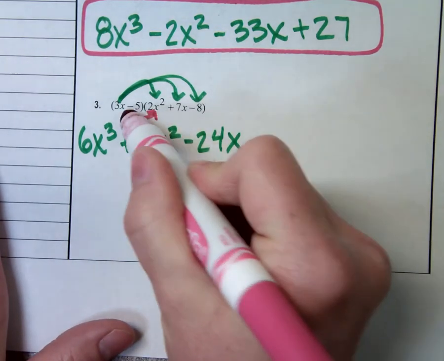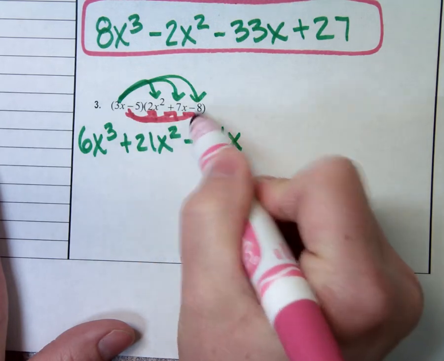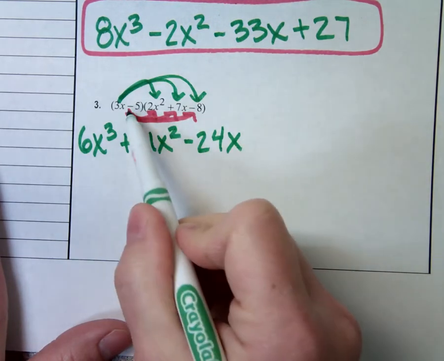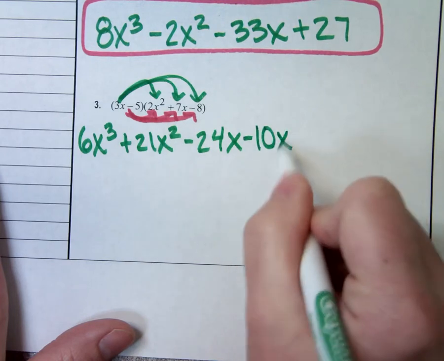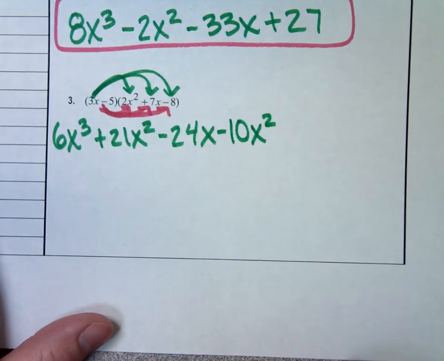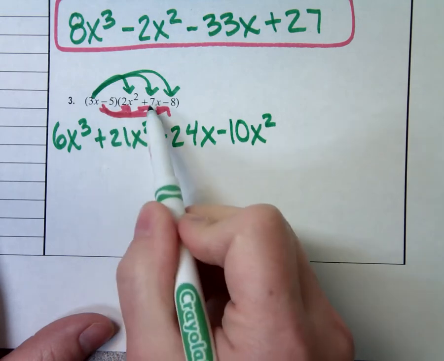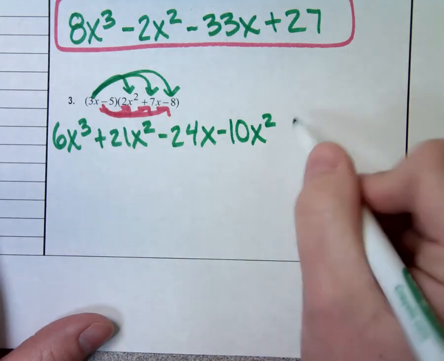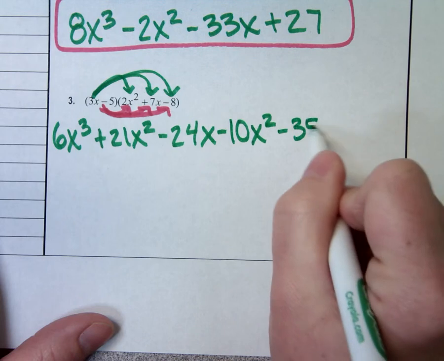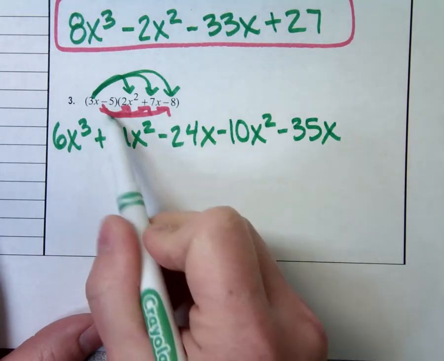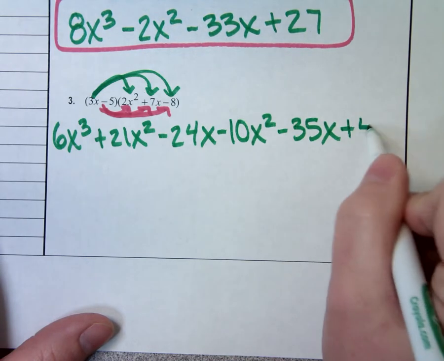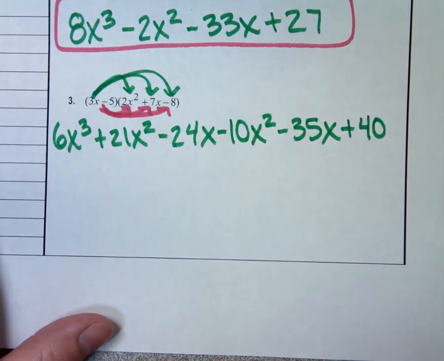Now let's distribute the negative 5 with everything in the back set of parentheses. So how much is negative 5 times 2x squared? A negative 10x squared. How much is negative 5 times a positive 7x? A negative 35x. And how much is a negative 5 times a negative 8? A positive 40. Okay, we're done multiplying. Now it's all about just adding and subtracting like terms.